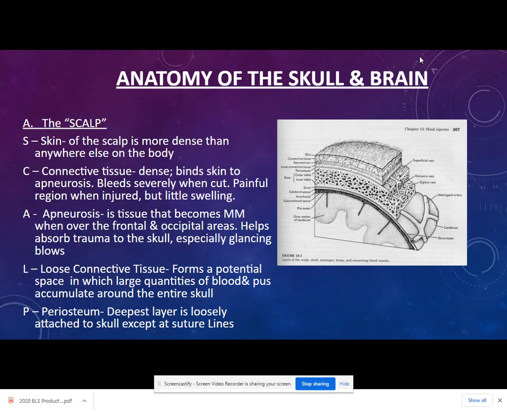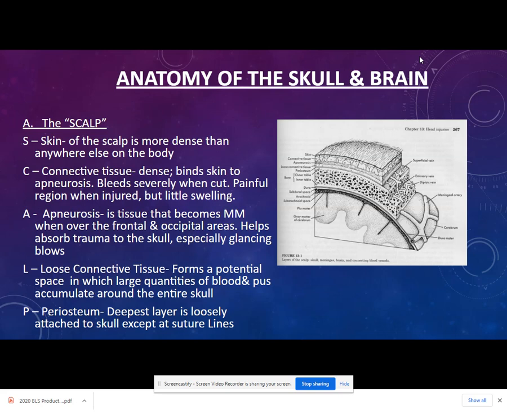So you may be able to attest that if you've got a cut in your scalp, it bled a lot more than normal areas. It's very painful when injured, but there's very little swelling involved there. Then the next level is your aponeurosis. The aponeurosis is the tissue that becomes the muscles over the frontal and occipital areas, which help absorb trauma to the skull and especially glancing blows.